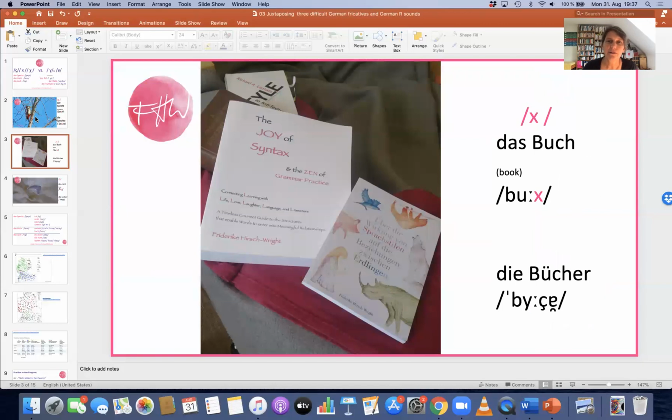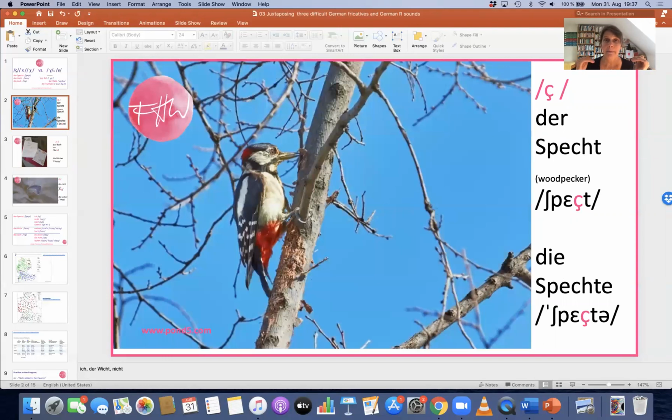Now the next sound is a velar sound. So actually the Specht sound is a sort of palatal sound. The place of articulation is in the palate.